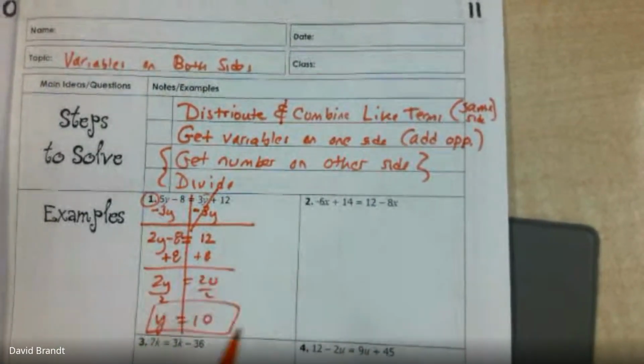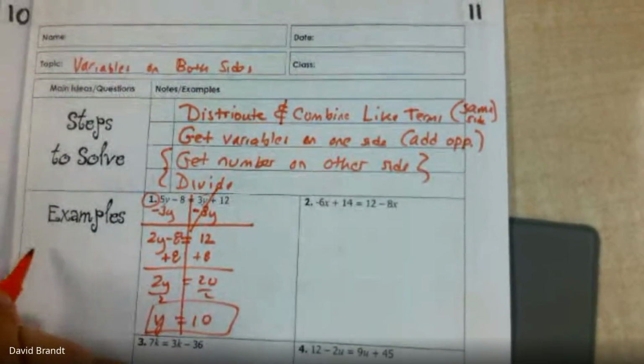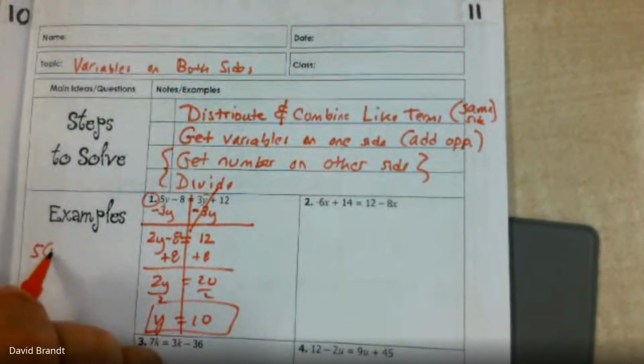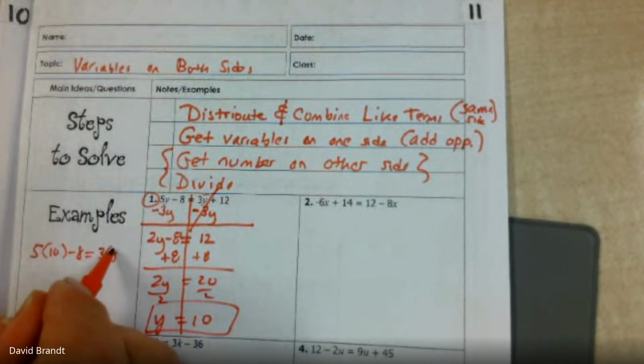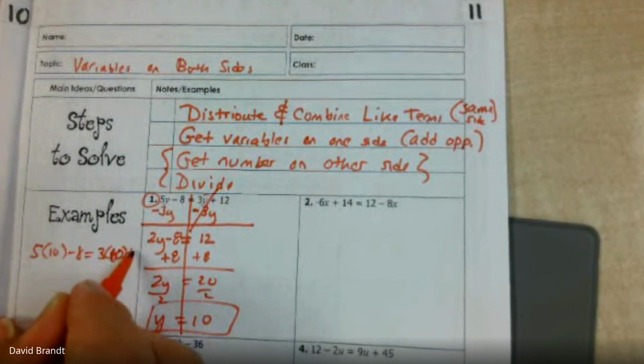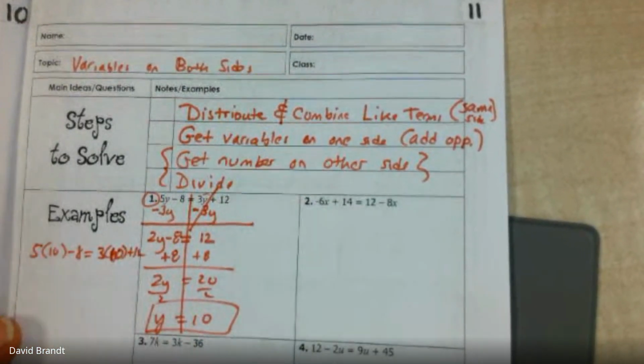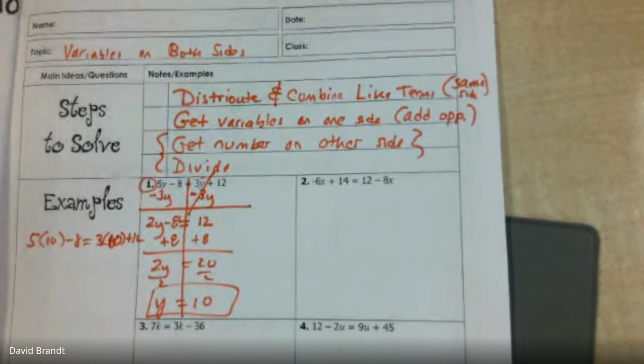Now, how would you check that? Well, you would check it like this. You would put 5 times 10 minus 8 equals 3 times 10 plus 12. And make sure you get the same thing on both sides. That's how you check it.